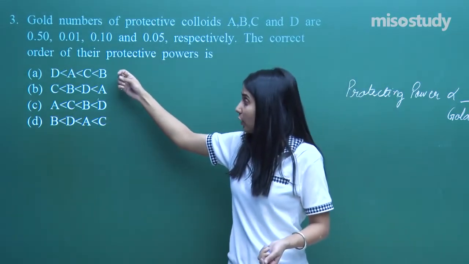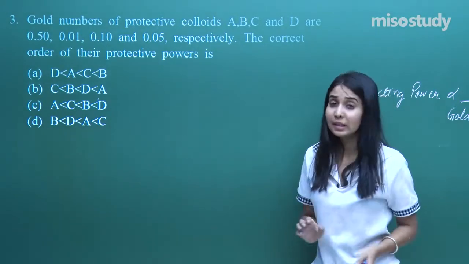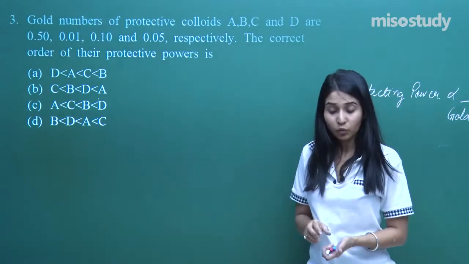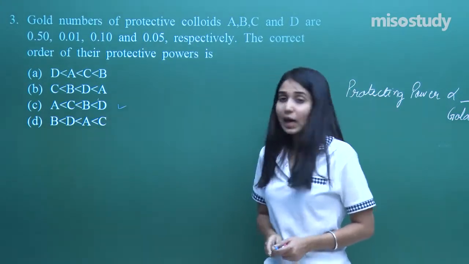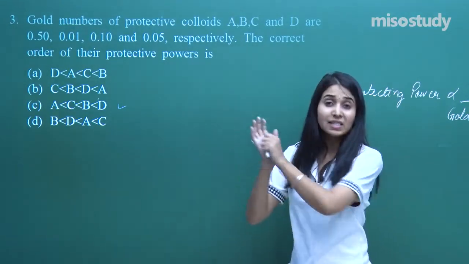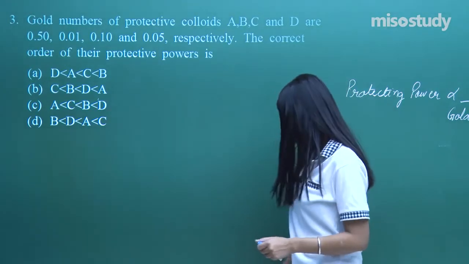You don't even need to check for option A, B or D. You can simply say, because now I have the clear concept, I know how to proceed, that option C would be my correct option. Why? Because D has the lowest value of gold number, and my gold number is inversely proportional to my protecting power, right? So I can do this.